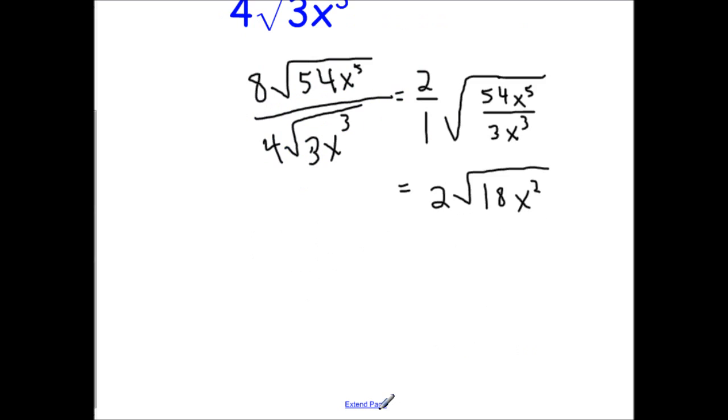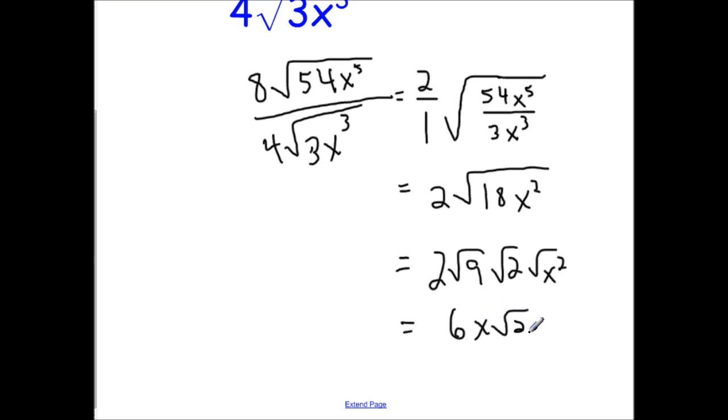So if we simplify this, the square root of 18, I want to think of that as the square root of 9 times the square root of 2, and then the square root of x squared. So square root of 9, that's 3, so 2 times 3 is 6. Square root of x squared is x, and the square root of 2 we just leave. We can't simplify that any further. So our final answer is 6x root 2.